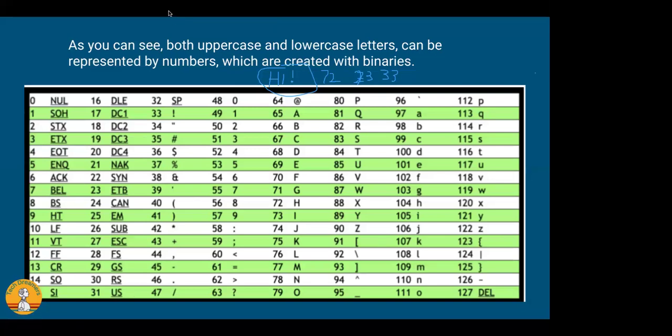In this chart here, it said, as you see, both uppercase and lowercase letters can be represented by numbers which are created with binaries. So using binaries like zeros and ones, when you write H with 72, you don't particularly know if you're writing in uppercase or in lowercase. So how do you write letters with binaries in lowercase and in uppercase? How do you know which you're writing?